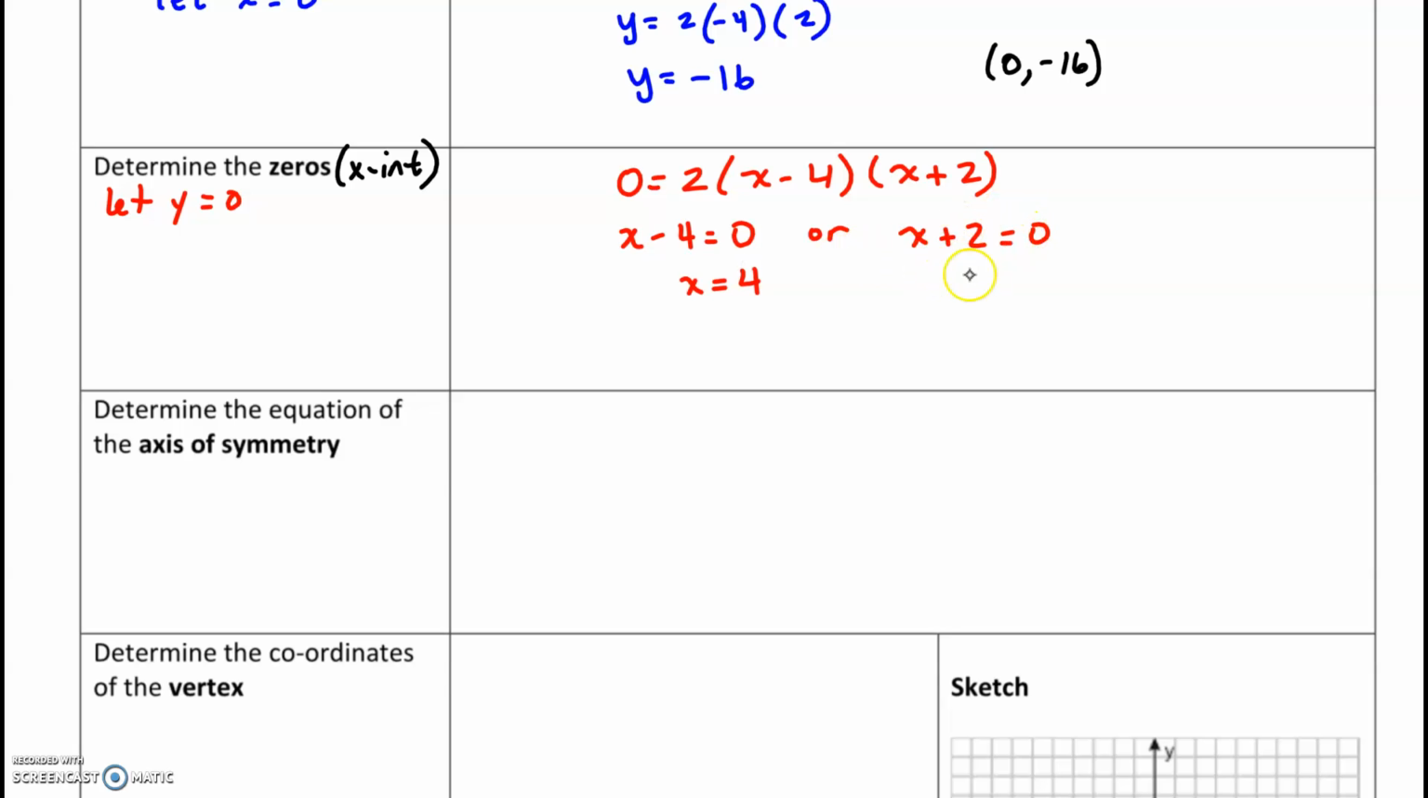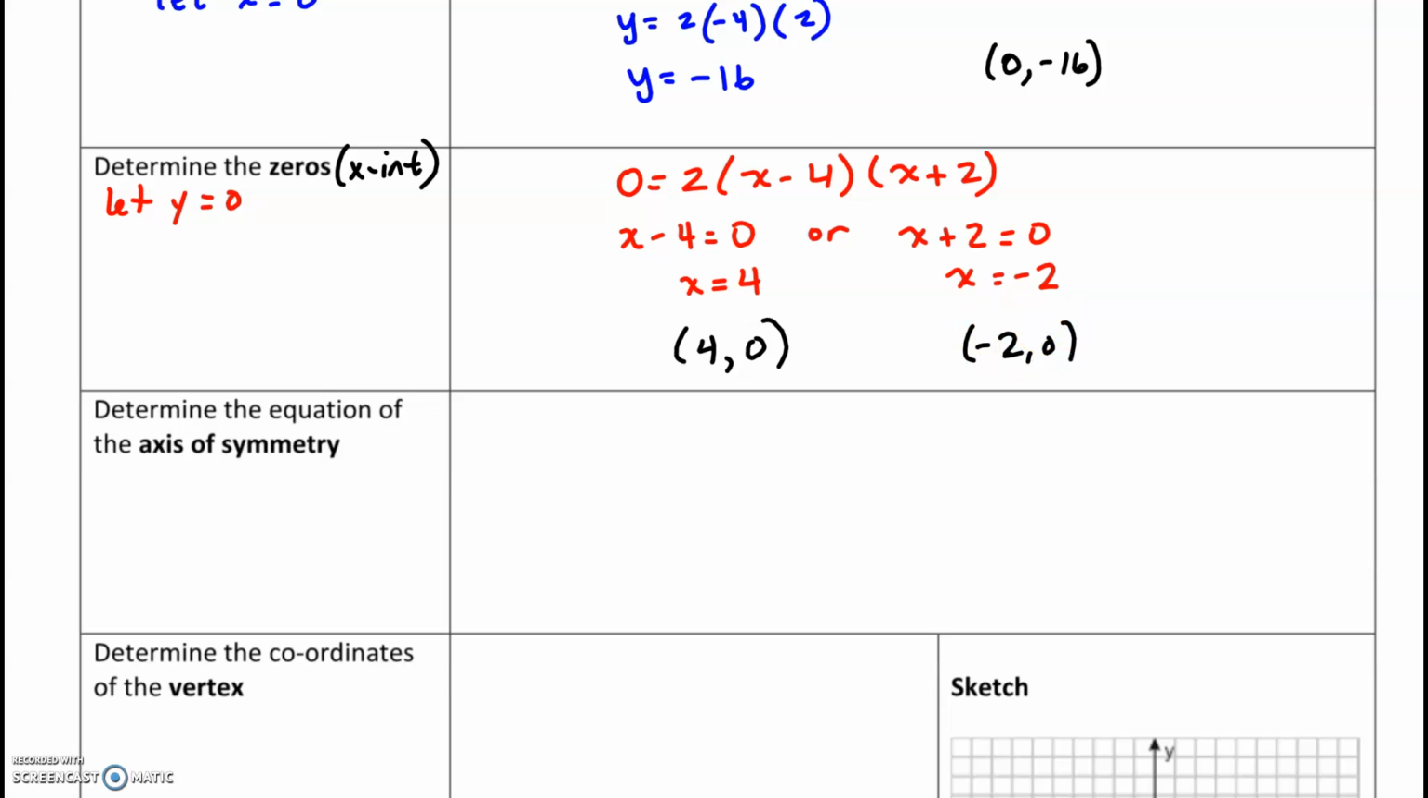Or I'll move the 2 to the other side. I get x equals negative 2. And then there are my x-intercepts, or my zeros. 4, and the y value, remember, is 0, negative 2, and 0.